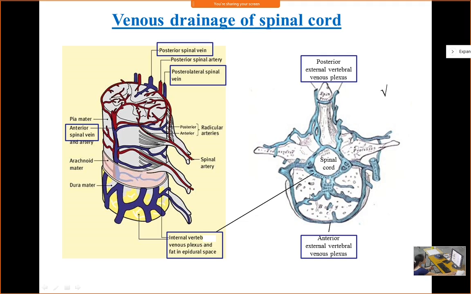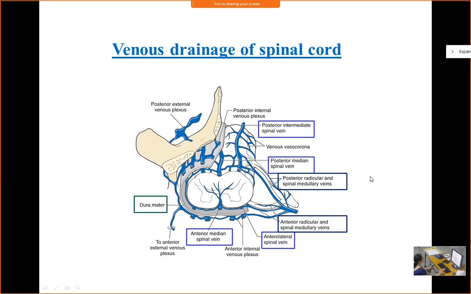Okay. Also, along with these veins, there are some radicular veins. So what are the radicular veins? These veins pass along the anterior root and the posterior root of the spinal nerve, and they drain into the segmental vein outside. The external vertebral venous plexus also ultimately drains into the segmental vein. Now here you can see these are the radicular veins, known as the radicular spinal medullary veins. So there is the anterior radicular spinal medullary vein and the posterior radicular spinal medullary vein. They will drain into the segmental vein.